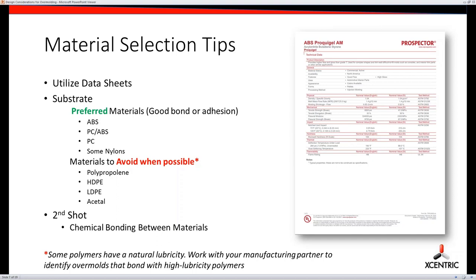Your second shot, which is the overmold piece itself, again, you need to research that and get a resin manufacturer and technician involved. There needs to be an appropriate chemical bond between the two materials. And the reason to avoid those materials where possible, there's a little footnote at the bottom of the page there: some materials are naturally lubricated, like an acetal, so it's difficult to adhere a second material on top of that. You just won't get good adhesion.